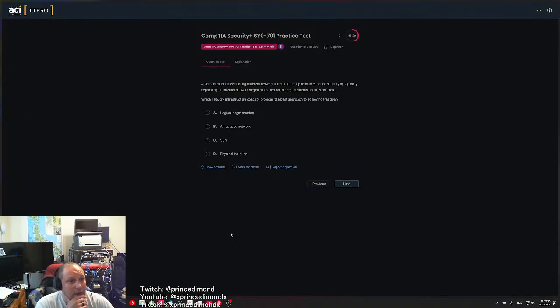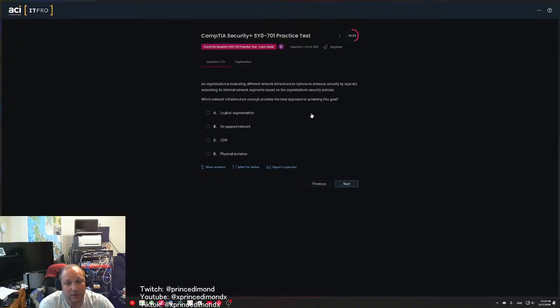An organization is evaluating different network infrastructure options to enhance security by logically separating its internal network segments based on organization security policies. Which network infrastructure concept provides the best approach to achieving this goal?